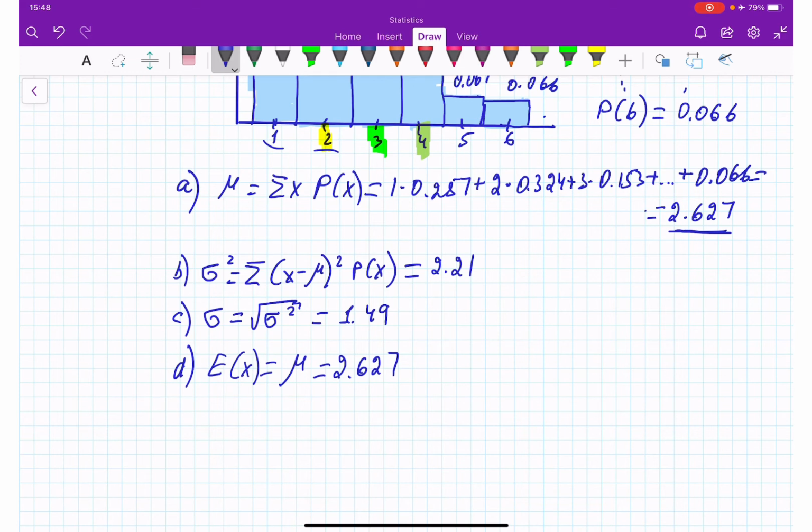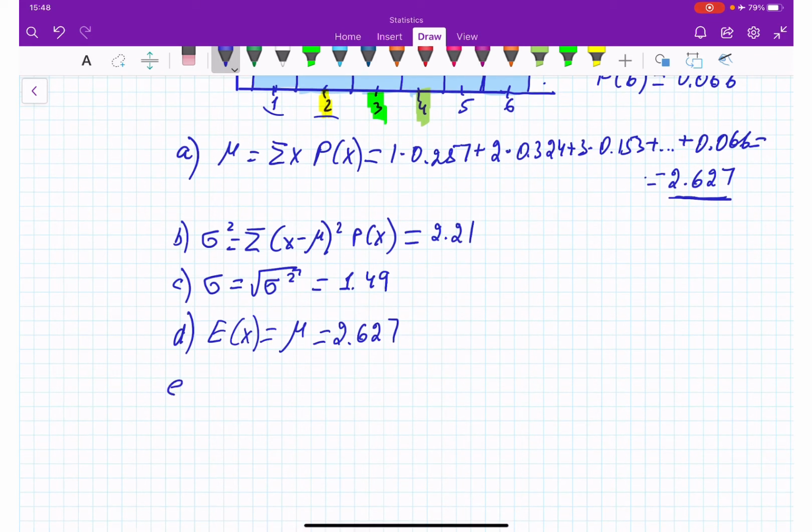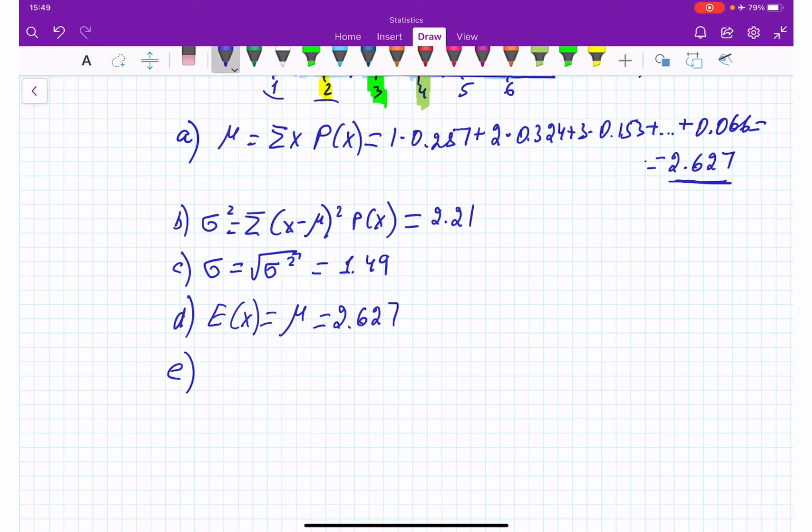Lastly, we need to make the interpretation, which means the average household is expected to have either 2 or 3 people. Why 2 or 3? Because the result is 2.627, above 2.5. So on average, a household has 2 or 3 people.